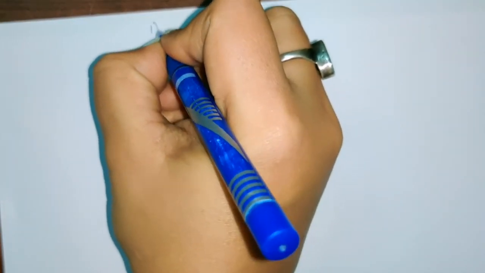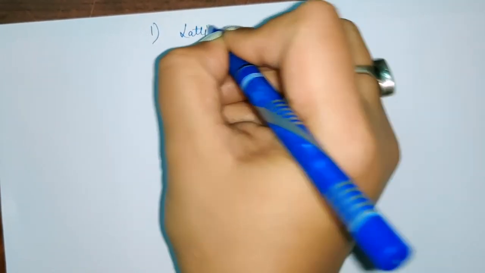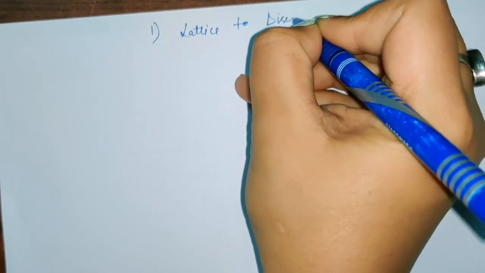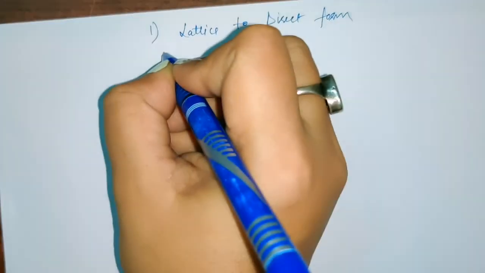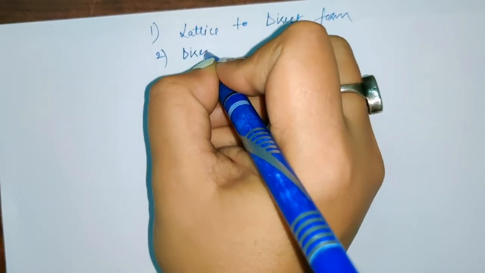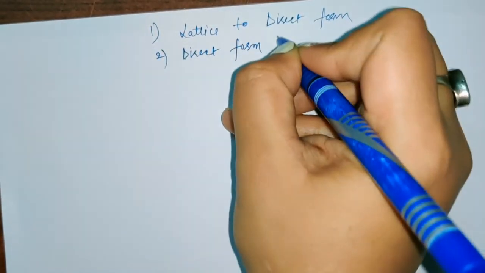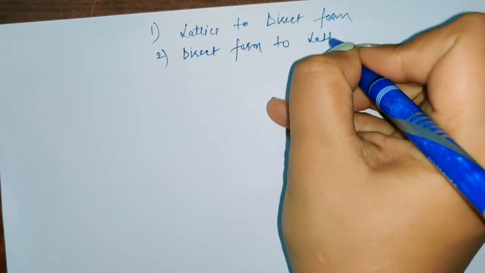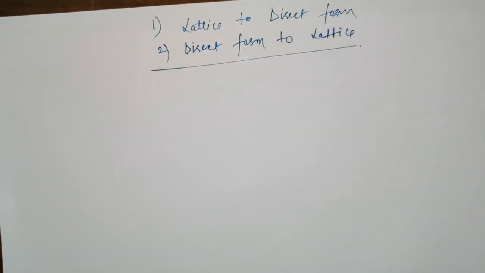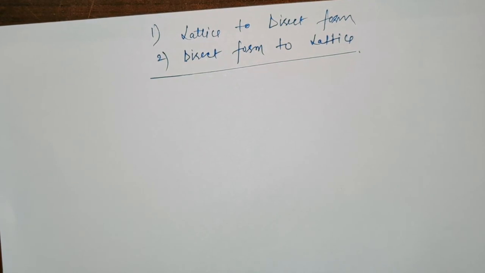Is this clear? Suppose I take one example first. There are two types of numericals. We can realize the lattice structure in two ways. One is lattice to direct form, and another is direct form to lattice. We'll solve this in the next lecture.